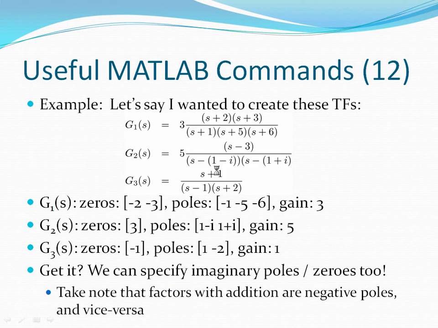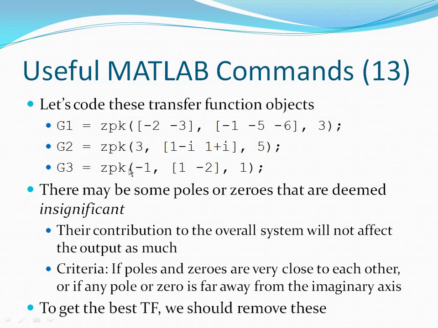There might be a case where you have some poles or zeros that are deemed insignificant. In 639 terms, what that means is that when you plot your poles and zeros on the real and imaginary axis, there might be cases where some poles and zeros are very close to each other. That means they'll just cancel each other out from the top and the bottom of the equation. And there might be poles or zeros that are very, very far away from the imaginary axis, and their contribution, both of those, is pretty meaningless.